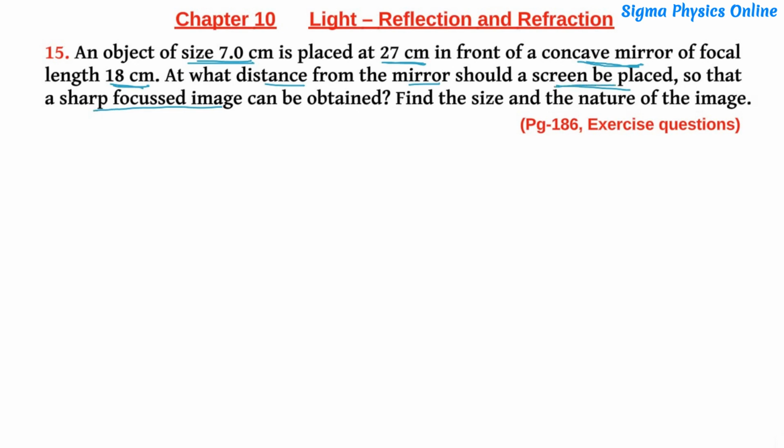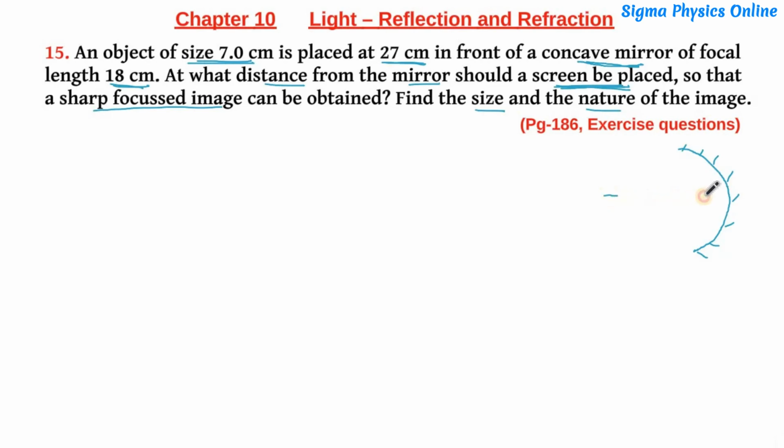Now the screen has to be placed at that point where we can capture the image. It's indirectly asking what should be the image distance, because the screen will be placed at that point where the image has to be collected. So the screen position means the position of the image, or the image distance, that is being asked for. Also we need to find out the size of the image and its nature. So first let's draw the diagram.